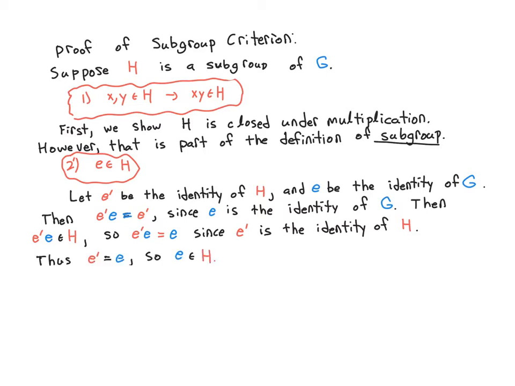And so we see computing this product two different ways, we get two different answers. Those answers must be the same. So it must be the case that E prime and E are the same element, and since E prime was the identity of H, it must be the case that E is an element of H. This proof is a little subtle, and you have to go through it a few times and think about it carefully to completely grasp it.